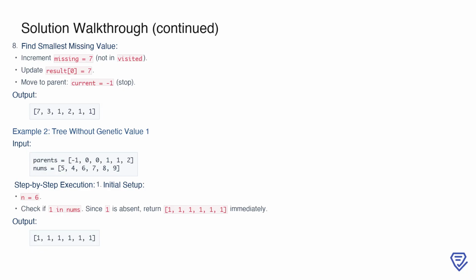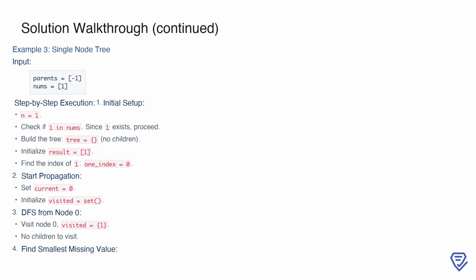Moving on to a second example, we consider a tree described by parents array [1, 0, 0, 1, 1, 2] and genetic values [5, 4, 6, 7, 8, 9]. This time, the genetic value 1 is absent from the nums array. In such cases, the result array is simply [1, 1, 1, 1, 1, 1], as there is no propagation process required. The function immediately returns this result.